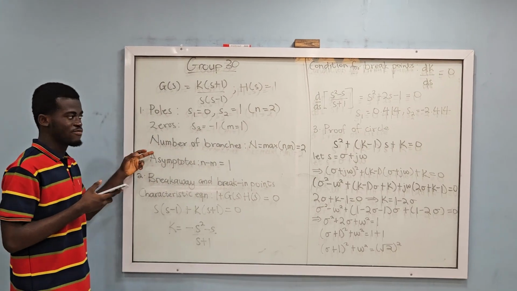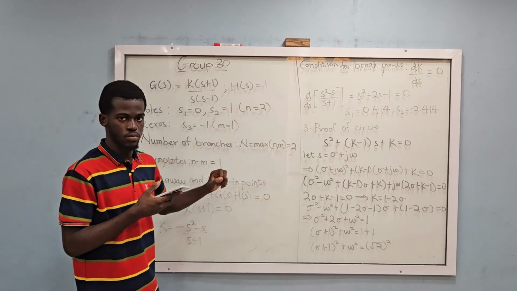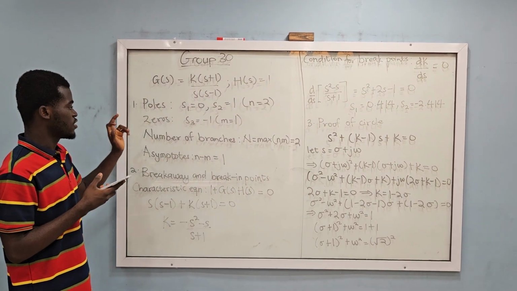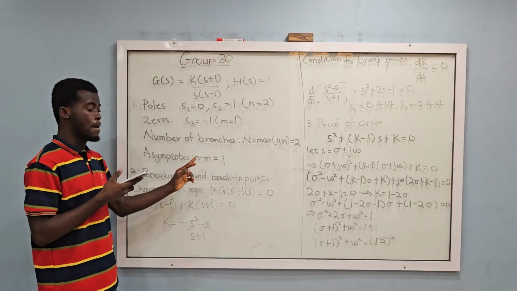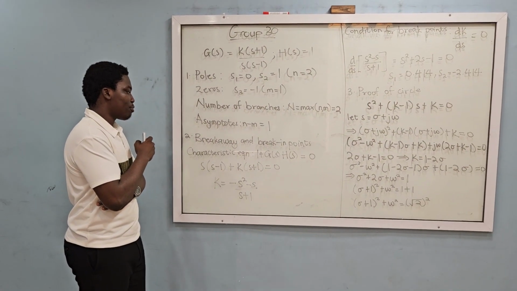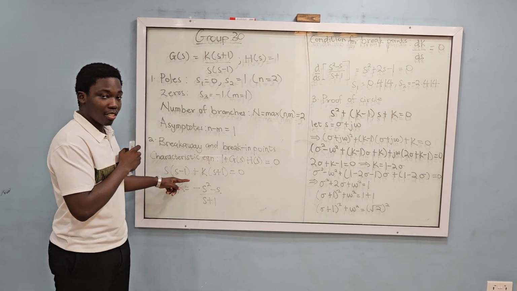Now solve for the number of branches, which is given by this formula: the maximum of n and m, which is 2. If we solve for the asymptotes, it is the number of poles minus the number of zeros, which is n minus m, which is 2 minus 1, which is equal to 1.